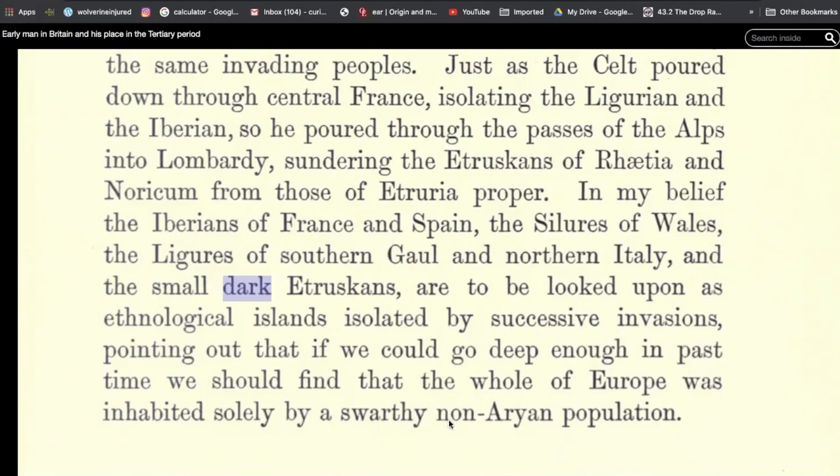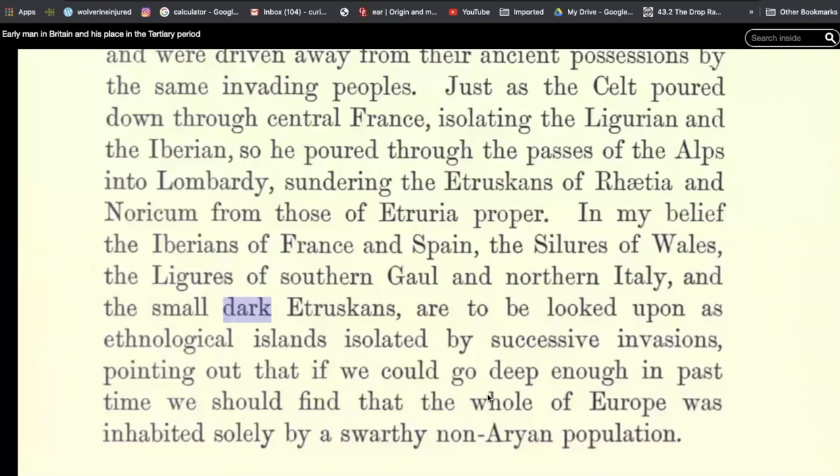All right, the whole of Europe in the past time. If we go deep enough in the past time, this professor is letting you know, we would see that the whole of Europe was inhabited solely by swarthy, meaning dark-skinned, so-called black, non-Aryan population. So are you saying all these swarthy population just disappeared, went extinct, or ended up in Africa by the colonial times? No, they came too as indentured servants and colonists and conquistadors. They were still in Europe.